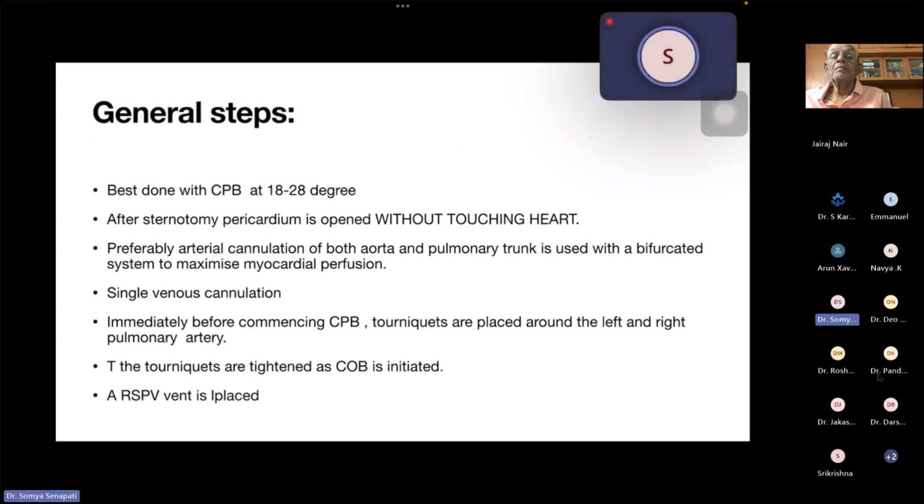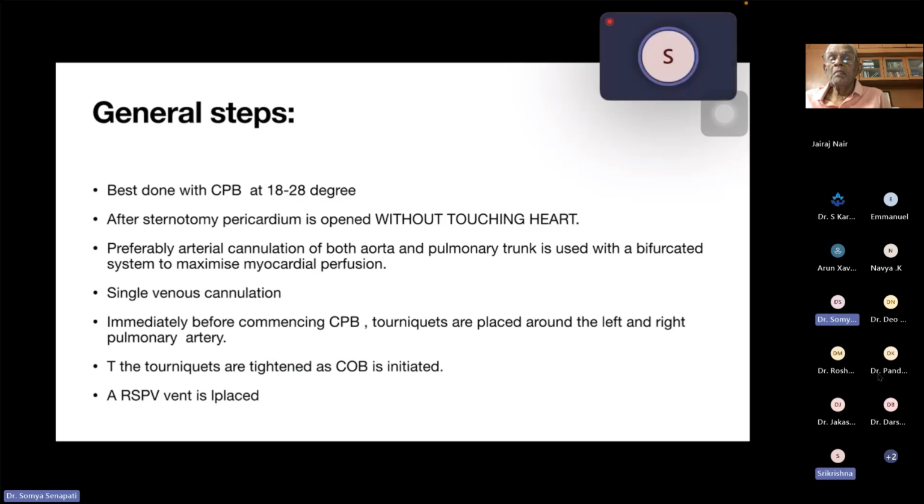So, general steps for all. Surgery is best done with CPB at 18 to 28 degree cooling, and after sternotomy, the pericardium is opened without touching the heart, because the slightest touch to the heart may result in fibrillation, VF or VT. Preferably, arterial cannulation of both aorta and pulmonary trunk in the initial time can be done with a bifurcated system to maximize the myocardial perfusion.